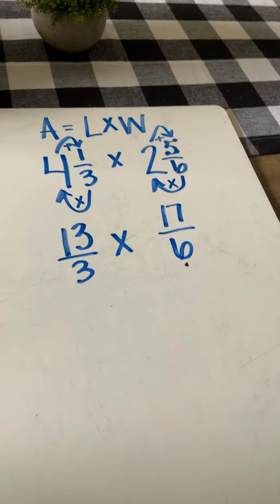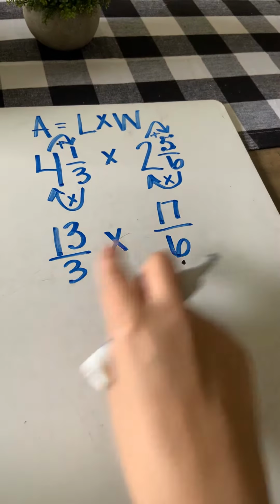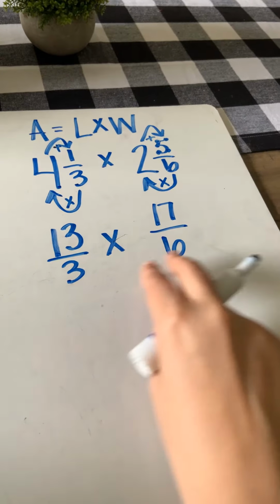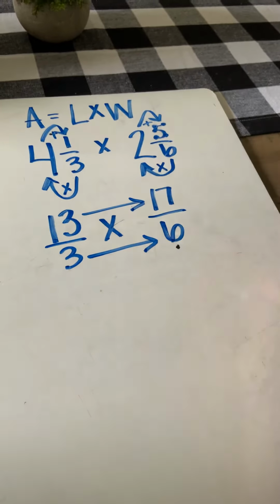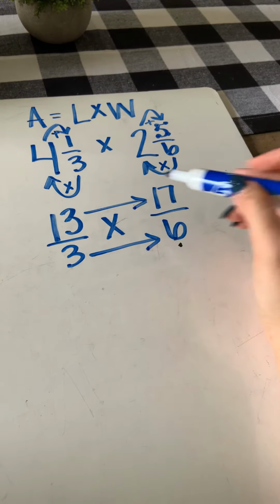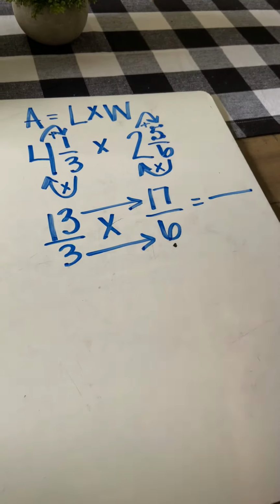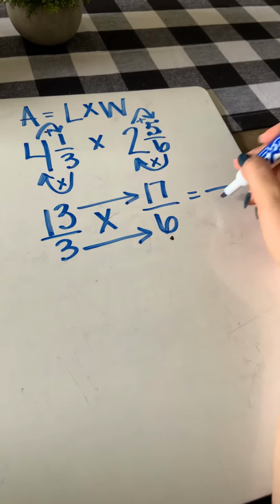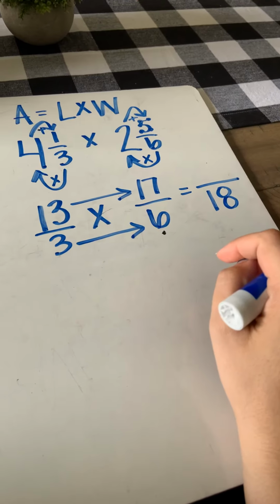Now, remind you, this is the fun part about multiplying fractions. When you get to this step, it's not like adding and subtracting fractions where you have to have the same denominator. You just multiply straight across. So we're going to multiply 13 times 17 to get our new numerator, and then 3 times 6 to get our new denominator. Now, I know 3 times 6 off the top of my head. That would be 18. Not sure 13 times 17, okay?